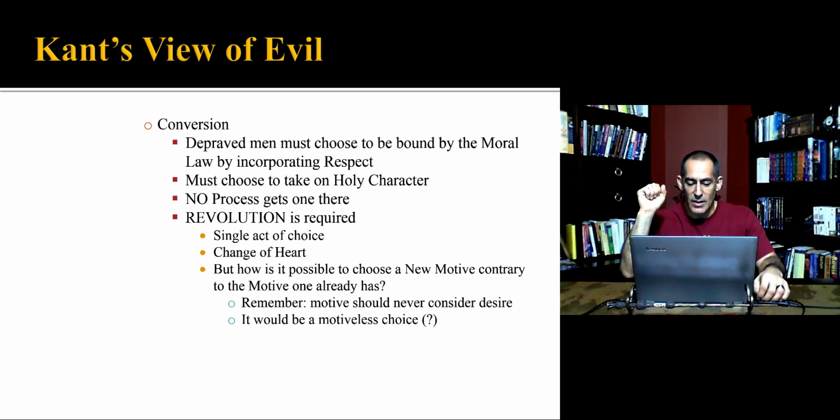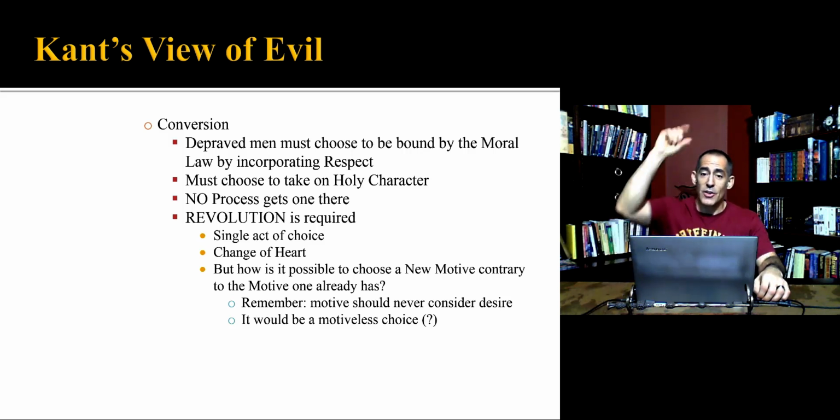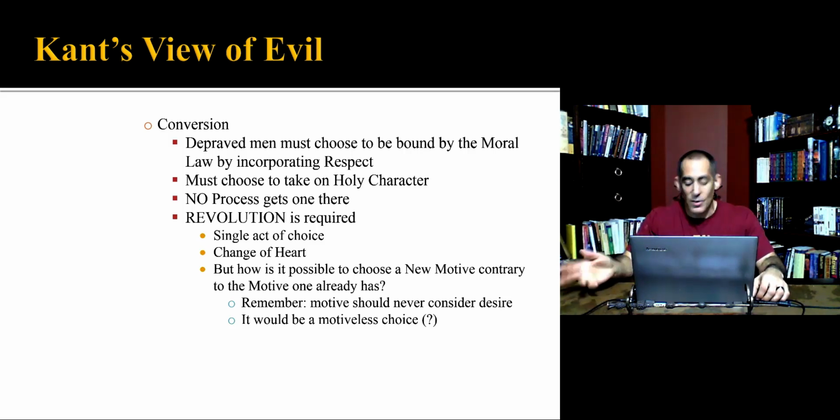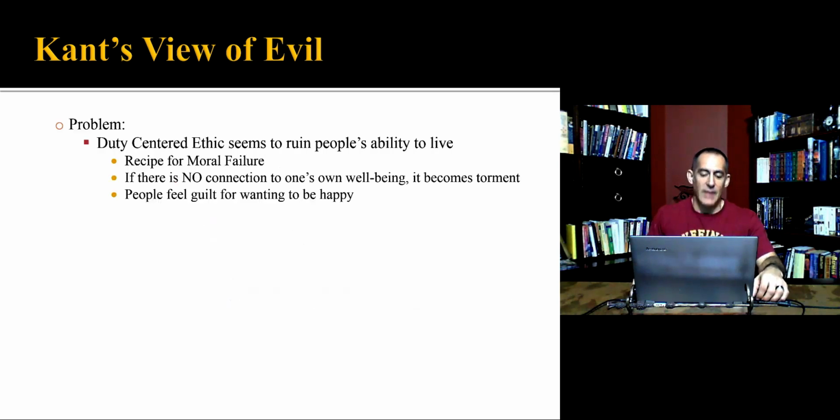And the question ultimately then is, how is it possible to choose a new motive contrary to the motive that you already have? Remember that our motive should never consider desire. And it's a motiveless choice if we remember that our choice comes prior to motive. So it's very difficult to understand that.